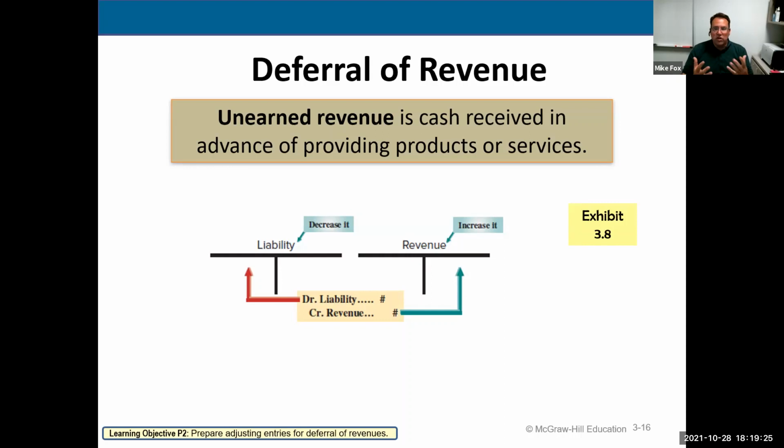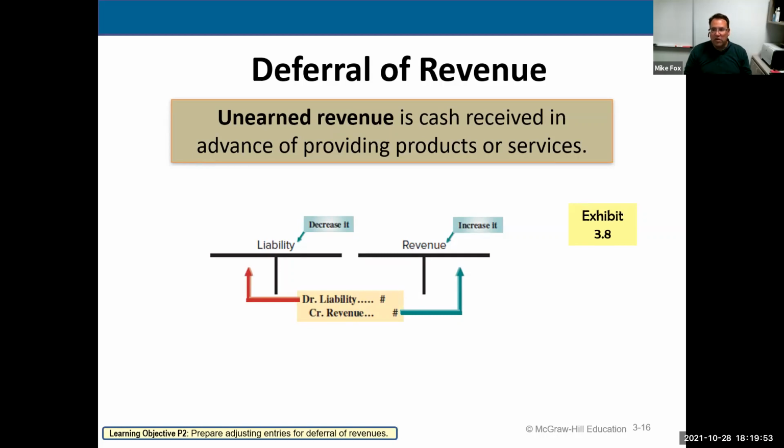So when that first happens, we would be debiting our cash because our cash is going up, but then we'd ask, what do we do with the cash? Because we haven't earned it. So what we do is we create a special liability account called unearned revenue, which represents money received in advance of it being earned. So the initial entry would be to debit cash and credit the liability unearned revenue.